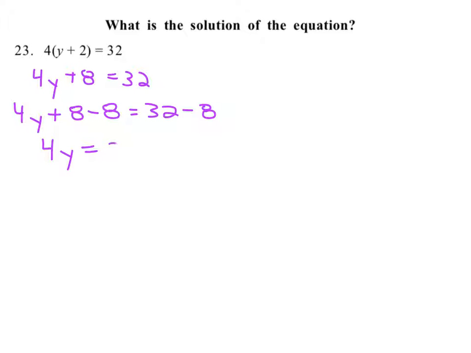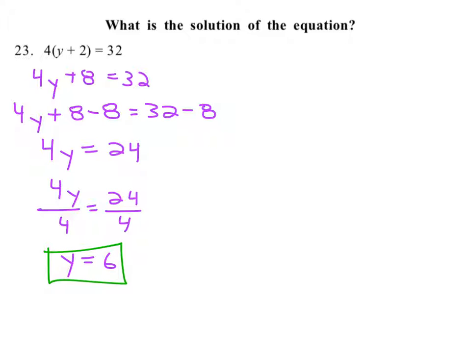We've got 4y equals 24, and dividing by the coefficient of 4, you get y equals 6. Now I'm going to do a proof on it. And I write the original equation, 4 parentheses y plus 2, close parentheses, equals 32.